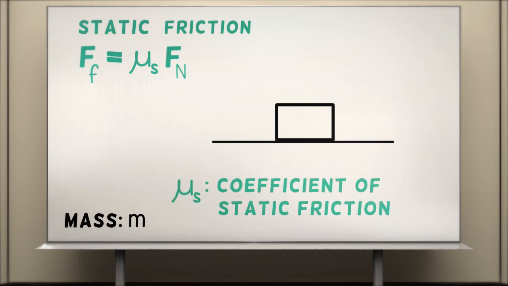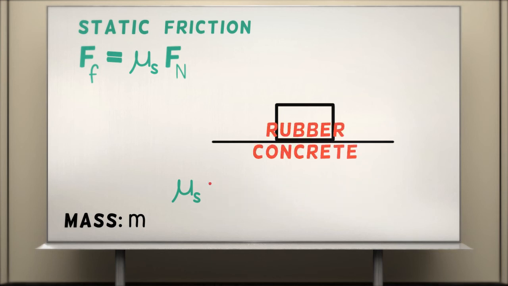This is a unitless constant that depends entirely on the two materials that are sliding past each other. For example, the rubber of your car tires on concrete has a coefficient of around 1, which is very high. An ice cube sliding over a sheet of ice has a coefficient of around 0.1, which is very low.